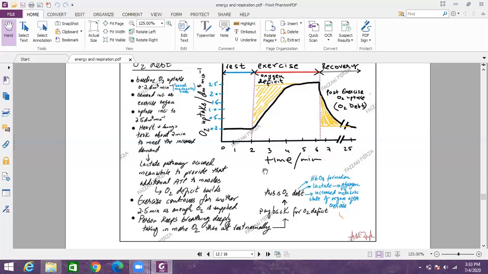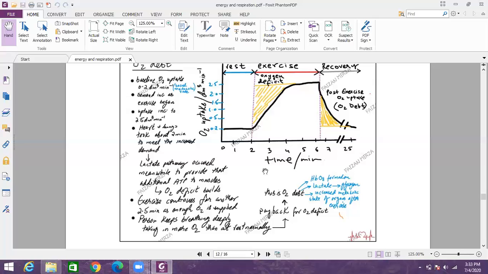So this is the oxygen deficit that built up, and this led to the buildup of lactate in the muscles, which caused muscle fatigue. Now with muscle fatigue in place, the person cannot continue exercise for very long. At 6.5 minutes of this graph, the individual stops exercising and goes into a recovery phase.